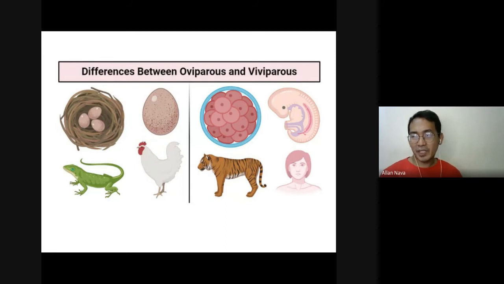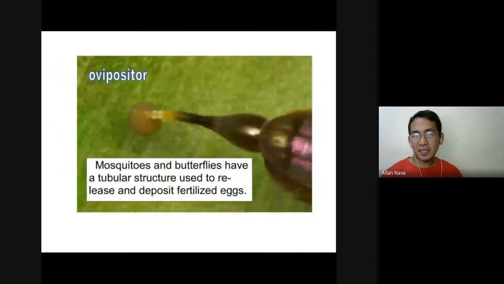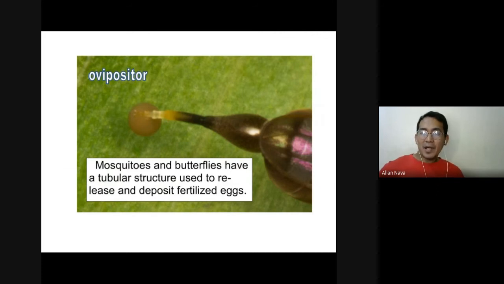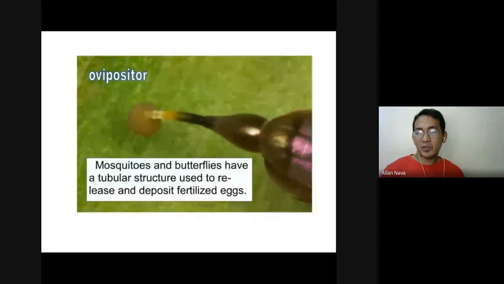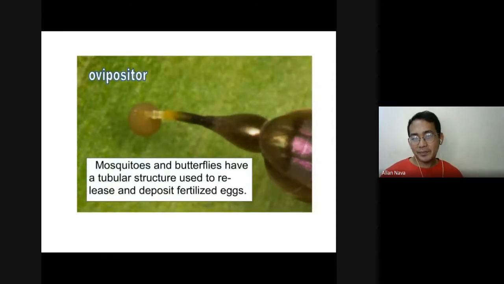Oviparous kapag itlog, nangingitlog. Viviparous kapag hindi nangingitlog. Diretso na offspring. Okay? And then, sa insect, meron silang tinatawag na ovipositor. Ovipositor, yun yung ginagamit ng mosquitoes and butterflies para i-release nila yung egg. Ilalagay, i-aatas nila yun sa plants. So, gagamitin nila yung ovipositor na yan. Lalabas dun yung egg. Ayan. That's how they reproduce.